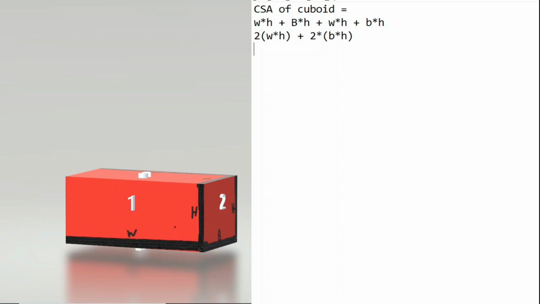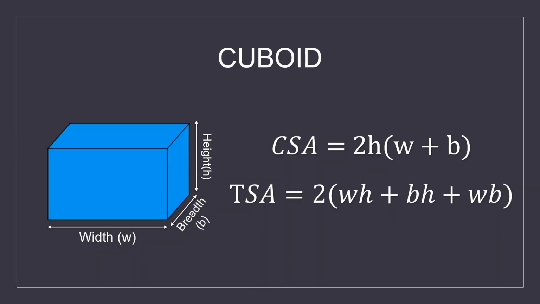Here we can see we have 2 in both the terms, so we can take 2 as common, and we also have h as common, so we can take 2h as common. Then what is left here is only width, and what is left here is only breadth. So this is our formula of curved surface area of a cuboid, that is 2 times h multiplied by width plus breadth, right? So the curved surface area of a cuboid will be 2h times (width plus breadth).